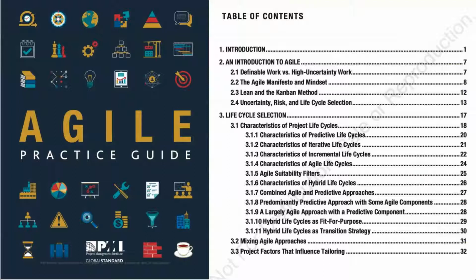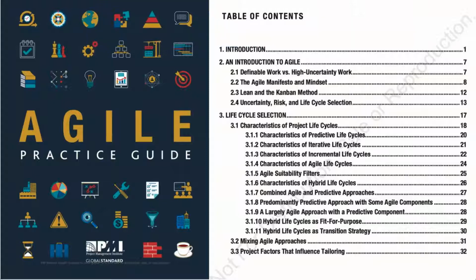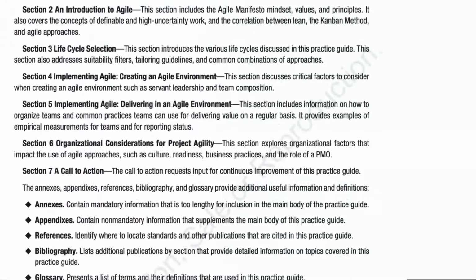Now let's get a quick overview of what content is covered in the Agile Practice Guide. The primary sections to understand in the book are from chapters 2 through 6, the annexes, and also the glossary. However, the book also contains other sections such as the appendix, which is not really necessary to study for the PMP exam, so you can just skip them. Chapter 1 is the chapter on introduction, which gives you information on why the Agile Practice Guide was created, what is in and out of scope from this guide, and gives a brief summary of all the chapters that follow in the guide.